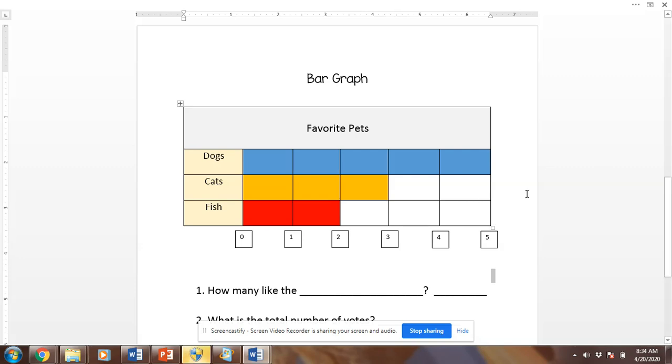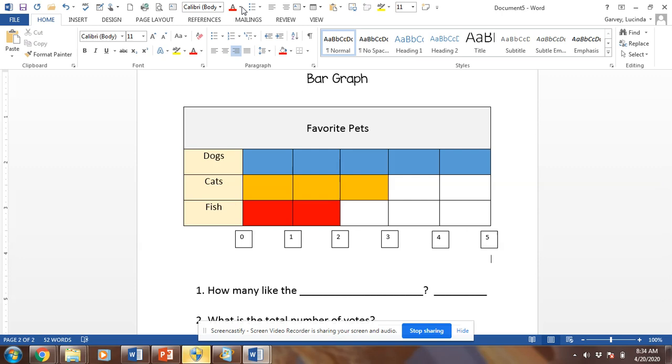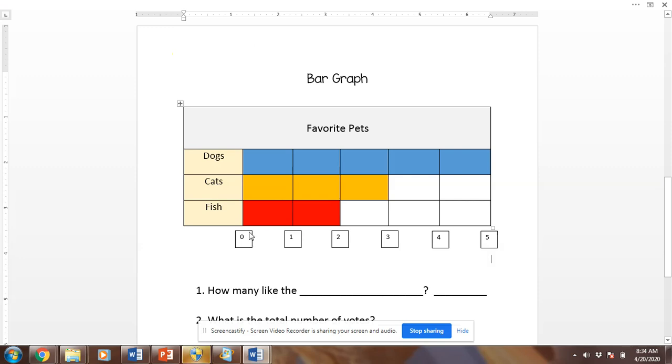Now, I could add a little key here. So let's see. Nope, you know what? I don't need to add a key because you can clearly see here that each one is worth 1. Don't have to add a key.